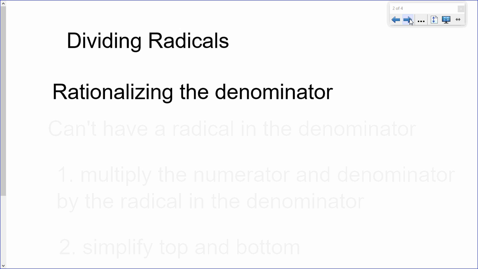So dividing radicals is also known as rationalizing the denominator. Okay? You don't really hear a whole lot of people say, go and divide these radicals. They're going to tell you to rationalize the denominator. And it kind of means the same thing.